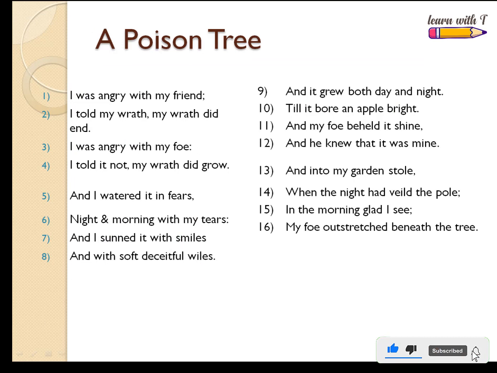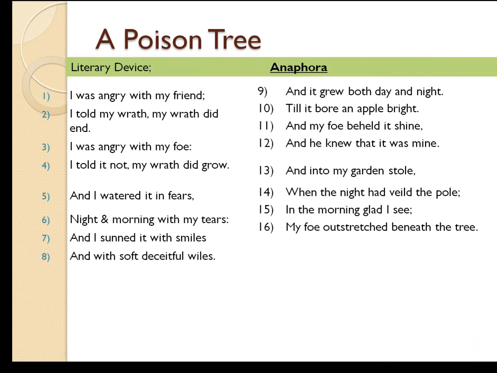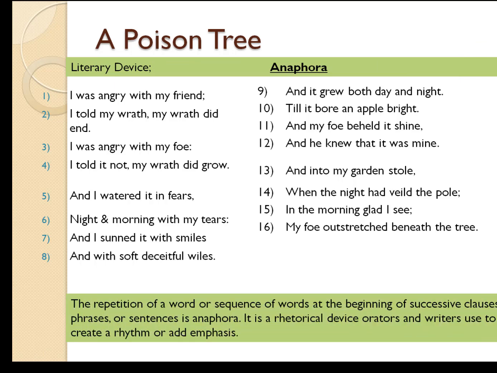Another literary device which writers use is anaphora. Anaphora is the repetition of words or sequence of words at the beginning of successive clauses, phrases or sentences. It is a rhetorical device which a writer uses to create a rhythm or add emphasis to whatever they are trying to say. So let's see where Blake has used anaphora in his poem A Poison Tree.